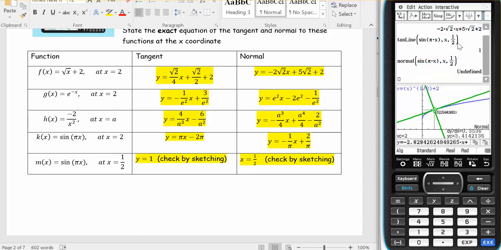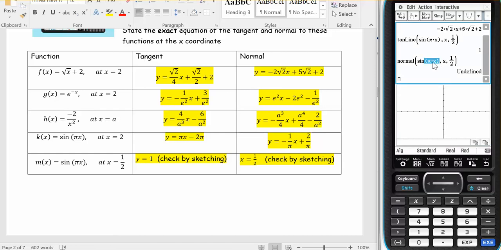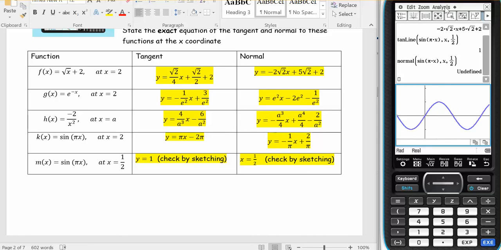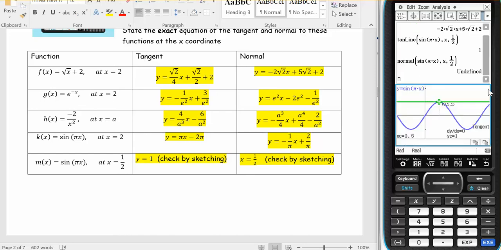So sometimes I need to, at the same time, have a look and see what's going on. So if I have the sine curve and I zoom in just over this area here, and I go Analysis, Sketch the tangent at a half, so 1 divided by 2. It's a horizontal line at y equals 1.